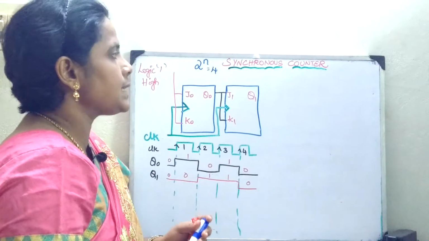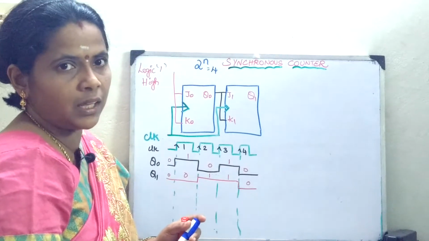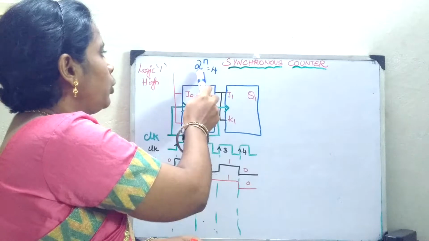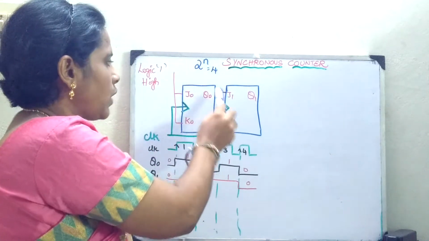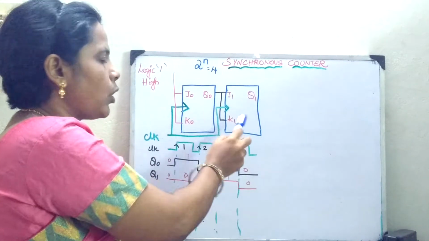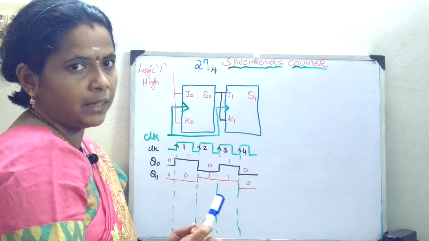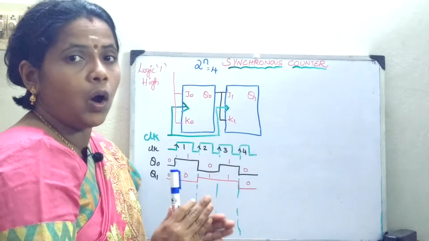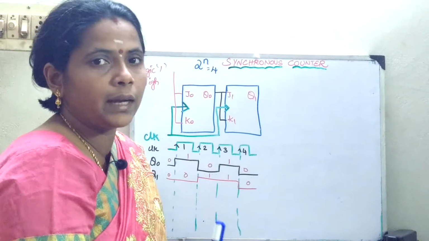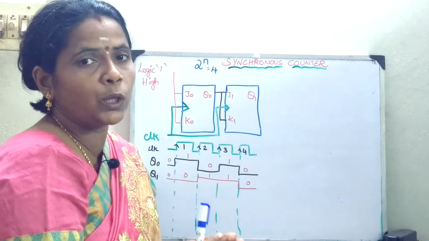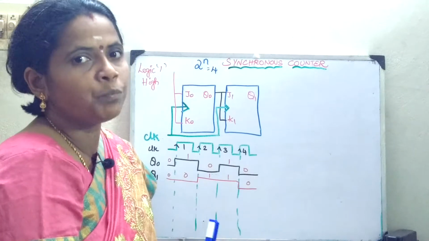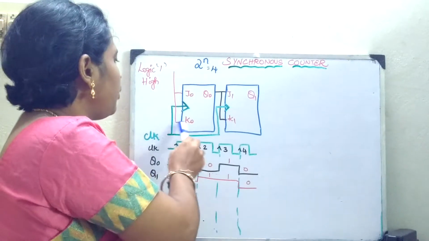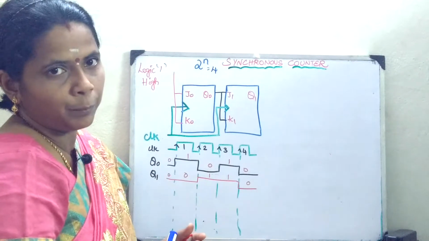When I say it is a synchronous counter, what is the first thing? I require 2 power 2, so 2 flip-flops are required. Draw the flip-flops, inputs and outputs. Second, draw the clock pulse to all the flip-flops, because here all the flip-flops are going to be clocked at the same time, so there is going to be a minimum propagation delay.